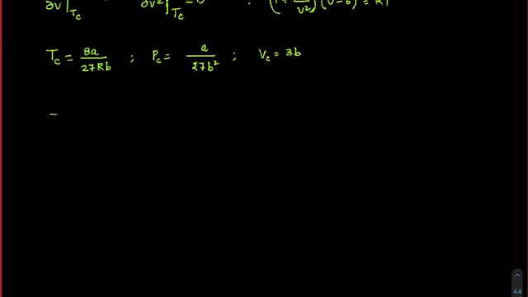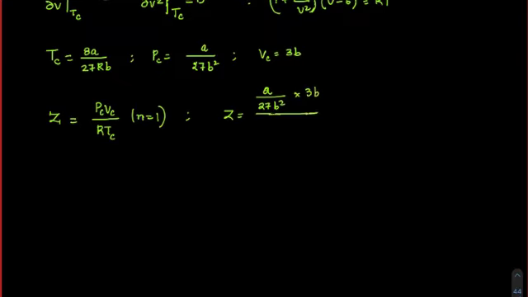Suppose we try to calculate the value of Z at critical parameters. PV will be equal to ZnRT, so Z equals PC VC by nRTC, and n is 1 at critical parameters, right? We know that n is equal to 1 when we are defining critical parameters. So Z will be equal to A by 27B square multiplied by 3B divided by 8A by 27RB. On calculating all of this, everything gets cancelled.